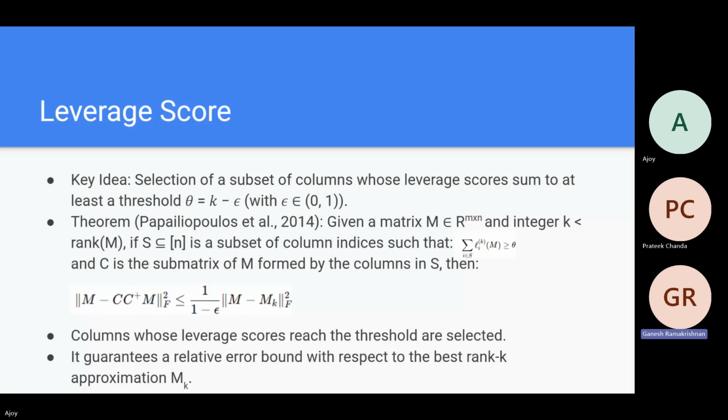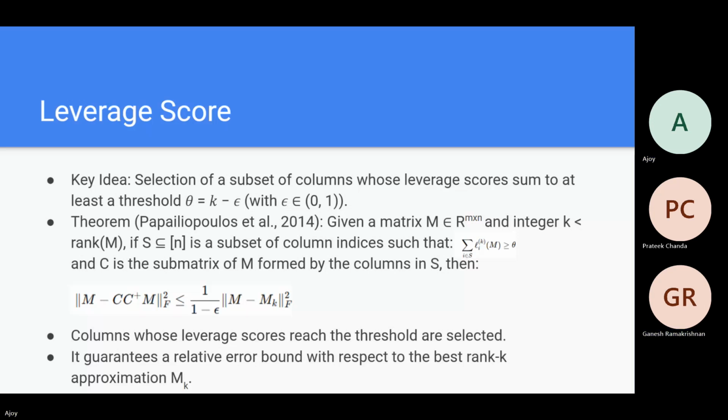Given a matrix M and integer k, if S is a subset of column indices whose leverage scores sum to at least theta cumulatively, and C is a submatrix of M formed by the columns of S, then M minus CC-plus M, the difference between M and the selected columns, in Frobenius norm is at most 1 upon 1 minus epsilon. So they have got a 1 upon 1 minus epsilon approximation guarantee by the Papailiopoulos theorem, 2014. Okay, so this is just for the leverage scores.